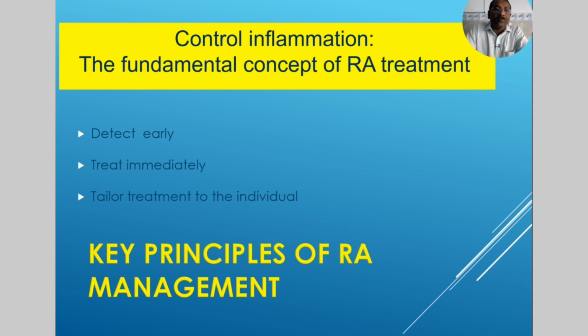So detect early and treat immediately with DMARDs, not with painkillers or steroids. DMARDs should be started from day 1, and tailor the treatment to the individual. You need not treat with four or five DMARDs in most individuals, provided you detect it early. Otherwise, when the disease is very established or very severe, sometimes you may start with biologicals from day 1 of your diagnosis. So these are all the key principles of rheumatoid arthritis management.